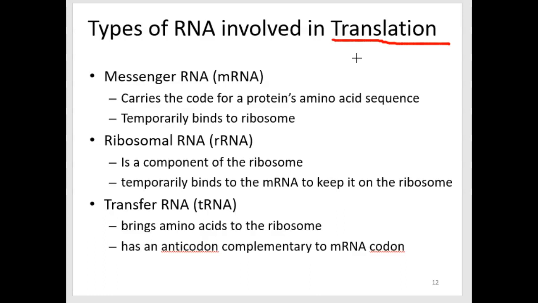And then the last type of RNA is the transfer RNA, or tRNA, that brings the amino acids to the ribosome. And the transfer RNA has what is called an anticodon that's complementary to an mRNA codon. So the original messenger RNA had codons. We call them codons. They're just 3 nucleotide bases. And whatever transfer RNA is complementary to that will bring the appropriate amino acid. So I'm going to show you an example here.